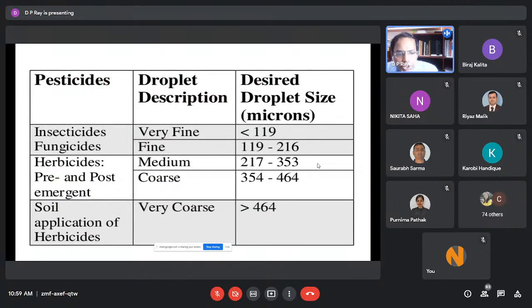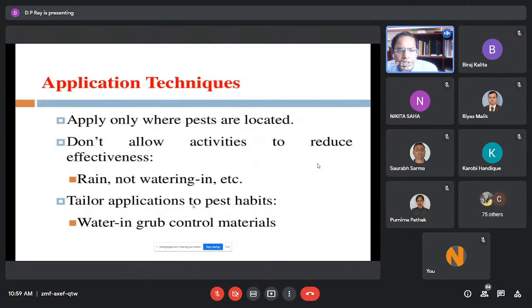And droplet size, as I was mentioning: for insecticides and fungicides, very fine is less than 119 micron, and fine is 100 to 216 micron. For herbicides and pre- and post-emergent herbicides, medium and coarse droplet sizes, like 315, 353, and for coarse it is 354 to 464. For soil application of herbicides, very coarse will be okay, which is more than 464 microns. And application takes 3 weeks.